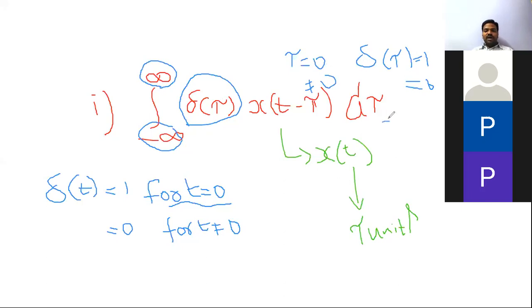That means what is the answer for this? If you consider tau is equal to 0, there is no meaning in applying integration. You will get directly x of t minus tau at tau is equal to 0. Now what is the solution? The final answer is x of t.